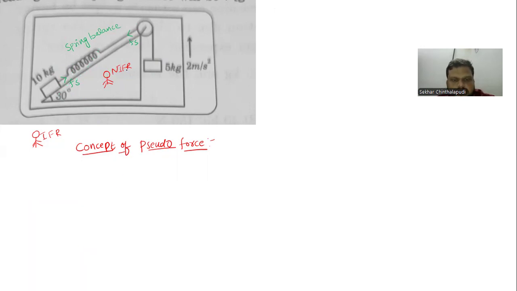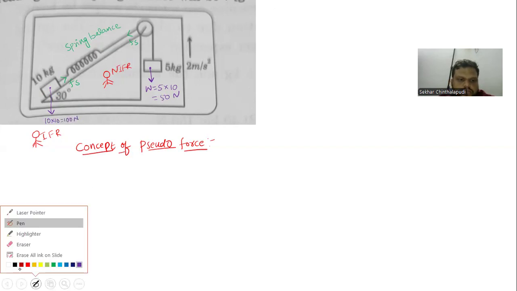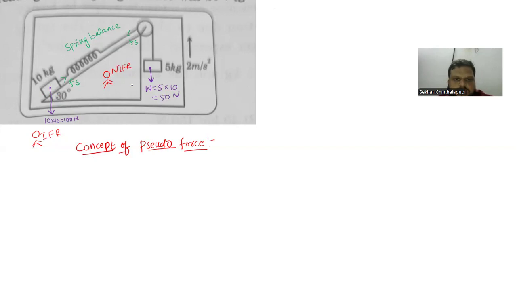How to apply the pseudo force? First, let us find the forces over here. Here W equals mass into acceleration due to gravity. I'm taking the g value as 10, so this is 50 newtons, and this weight will be acting downwards. And downwards, which is 10 into 10, equals 100 newtons. Now this is the general procedure. Now we will apply the pseudo force concept here, and add the forces to this actual force.